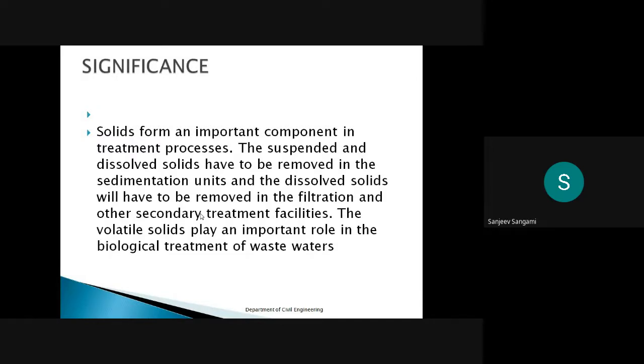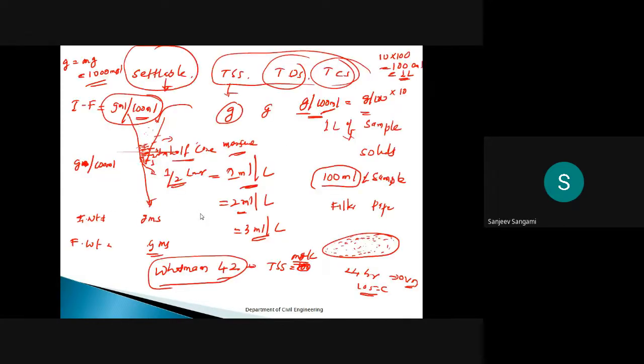Okay, so the solids we are going to classify in three or four ways. The first one is settleable solids. Then TSS, then TDS, and total colloidal solids. Settleable solids we already covered, how to conduct the experiment.